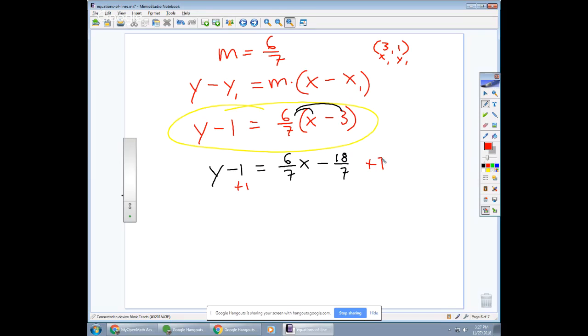That 1 would have to be 7/7, right? So we have a common denominator. Negative 18 plus 7 is negative 11. So we get y equals 6/7 x minus 11/7, which matches what we got before.